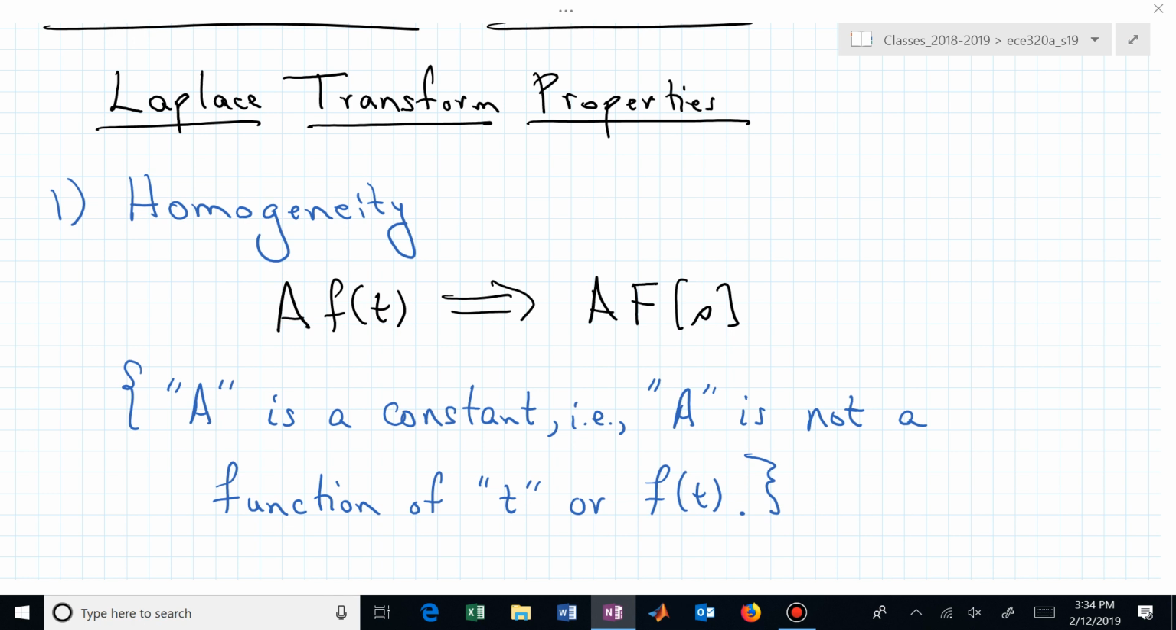If you scale or weight a waveform by a constant, A is not a function of t, of time, it's not a function of f, A is just a number. If we weight this waveform f of t in the time domain, we can apply that exact same weighting on the transform of f of t in the frequency domain. That's homogeneity, and that's important to be able to do. If you scale a waveform in the time domain, you have exactly that same scaling in the frequency domain.